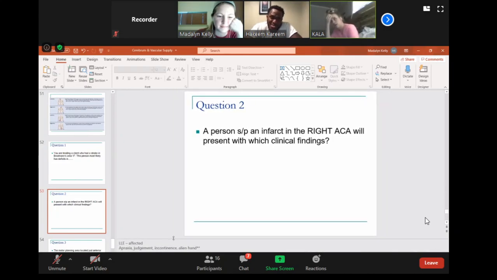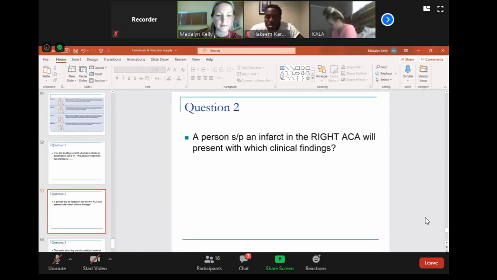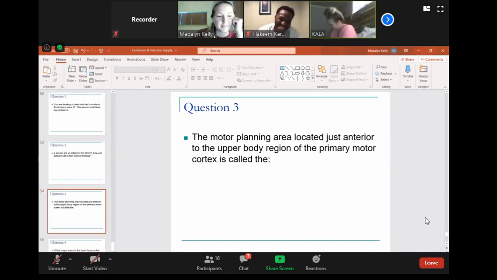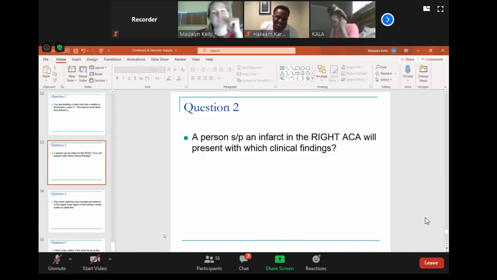And then I think of the unable to plan, so like the behaviors, the incontinence, inappropriate. I had left lower extremity affected, and then remembering all those other things: the apraxia, the judgment, the incontinence, the alien hand. I'm just remembering anterior cerebral artery, alien hand. That's what I'm going with. It's so interesting. Could there also be some left neglect too, or would that be more MCA?